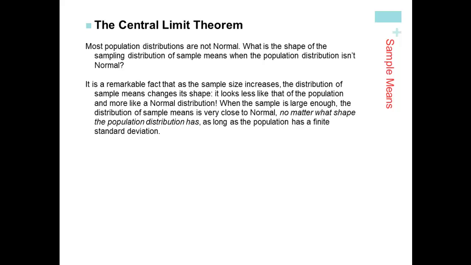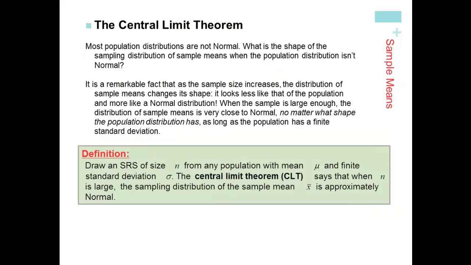What is the shape of the sampling distribution of sample means when the population distribution isn't normal? It is a remarkable fact that as the sample size increases, the distribution of the sample mean changes its shape. It looks less and less like the population and more like a normal distribution. When the sample is large enough, the distribution of sample means is very close to normal, no matter what the shape of the population distribution is, as long as the population has a finite standard deviation. This is known as the central limit theorem.